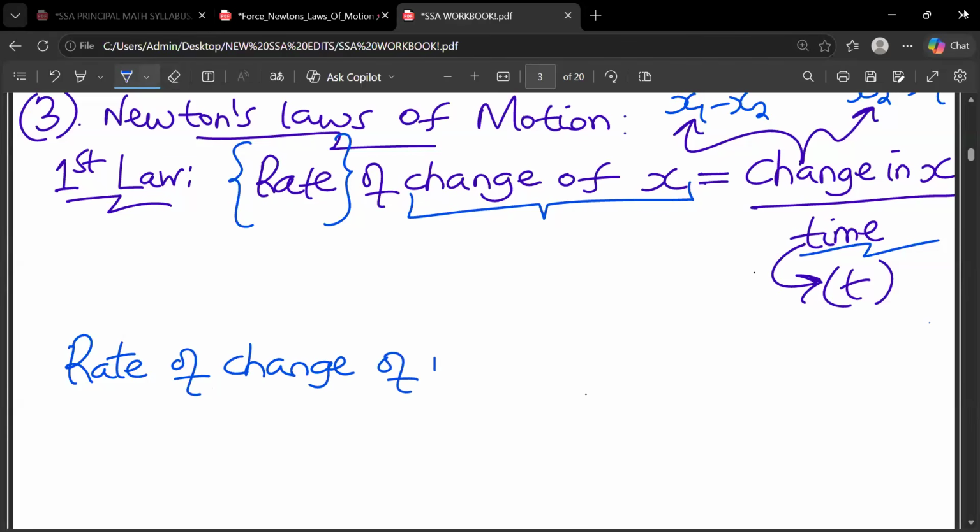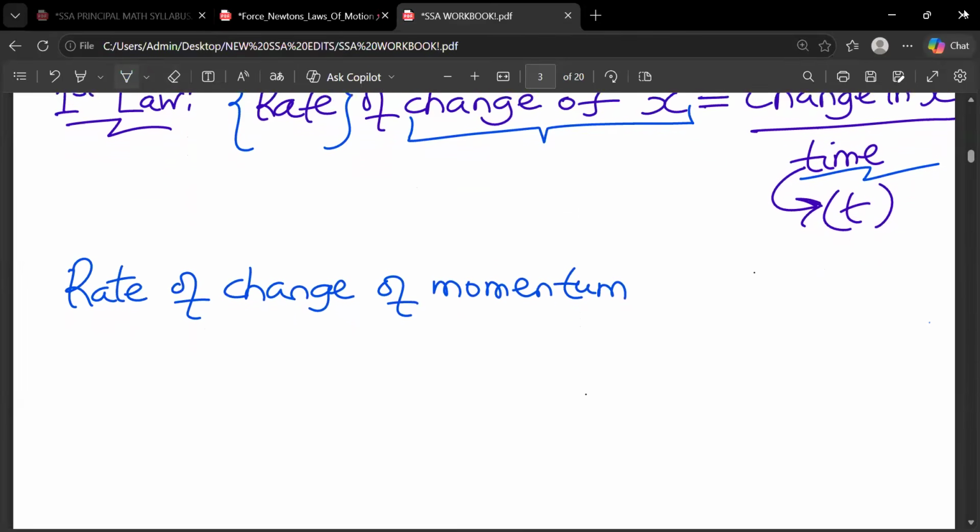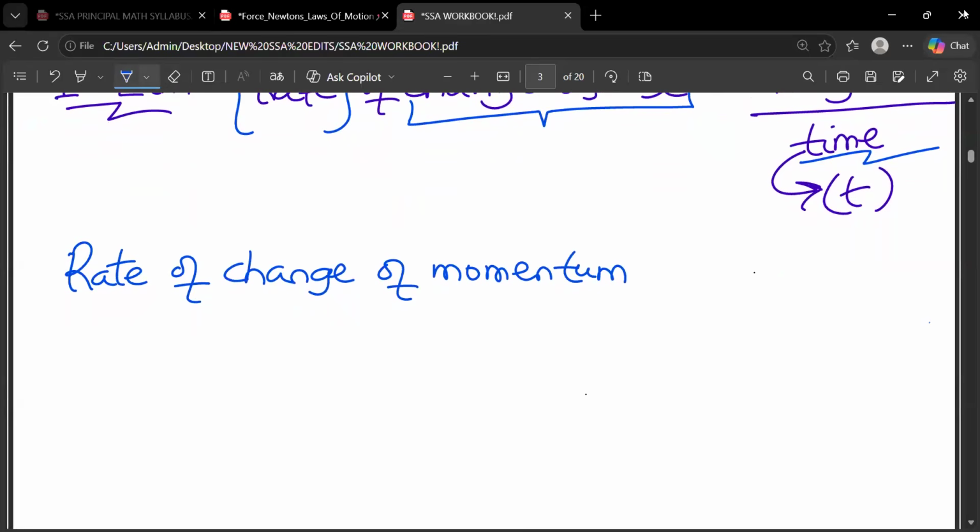Let me teach math students some physics. Rate of change of momentum. That means if they talk of rate of change of momentum, what is the student expected to have? A student is expected to have the change in momentum on top.